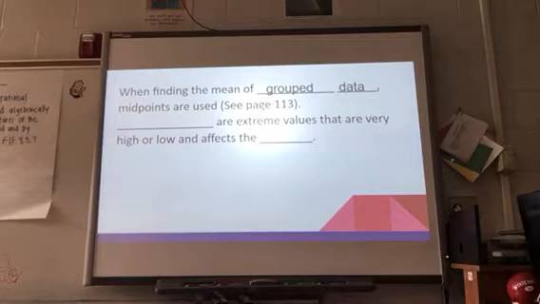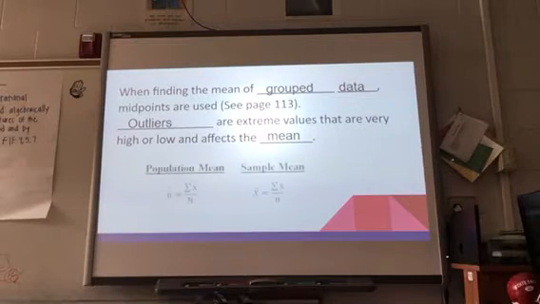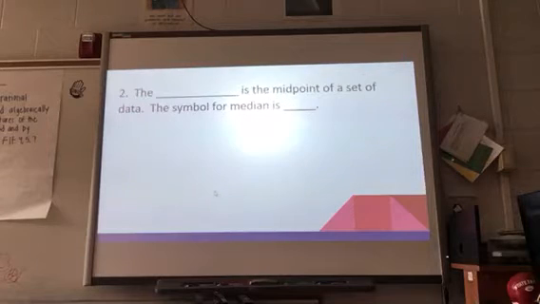When finding the mean of grouped data, midpoints are used. You can see that on page 113. Outliers are extreme values that are very high or low, and that affects the mean. There are your two formulas. The sigma just means to add them up, then divide by the total number of values.